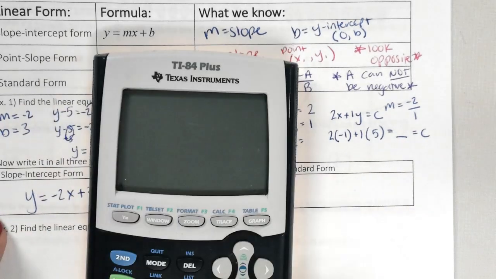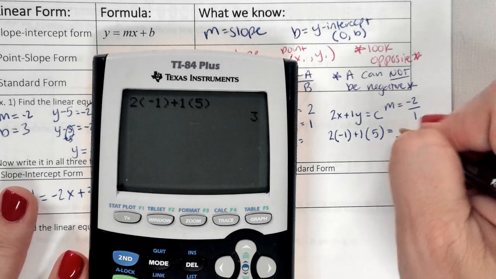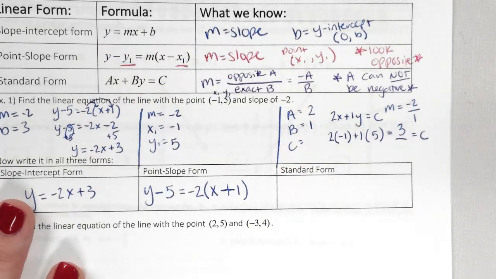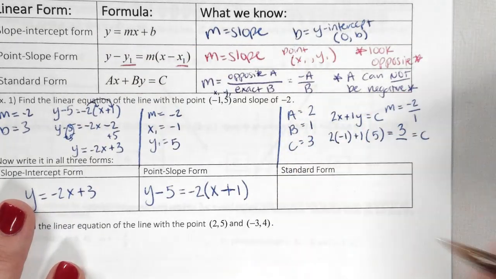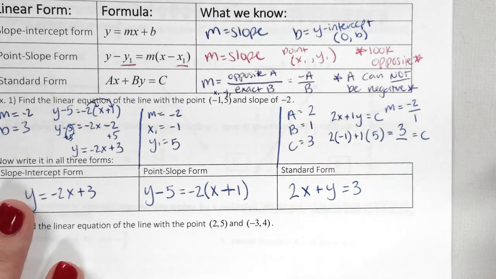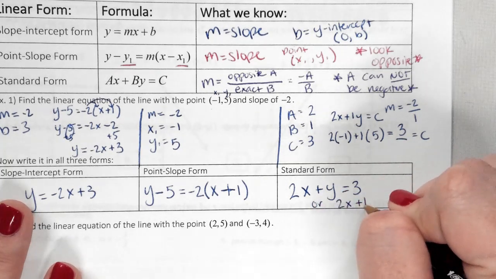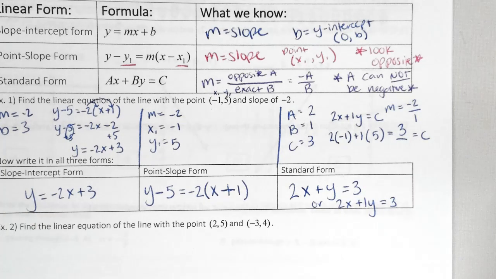Well, y'all, from there it's straight calculator. So I have 2 times -1 plus 1 times 5, and it equals 3. So there's my answer, 2x plus y equals 3. Now I want you to realize you could write it as 2x plus 1y equals 3. Those are the same thing. You don't have to label a 1 with your letter. Any questions with that? Okay, so let's do another one.